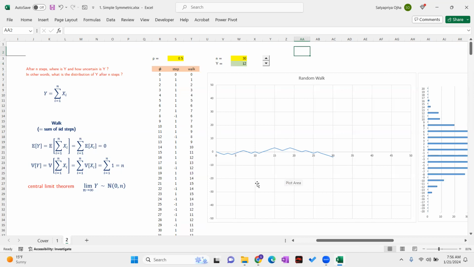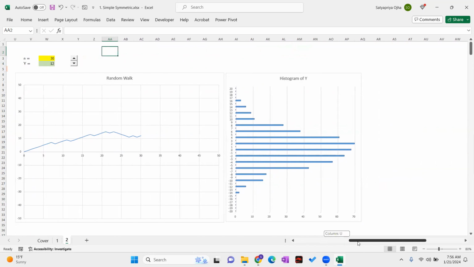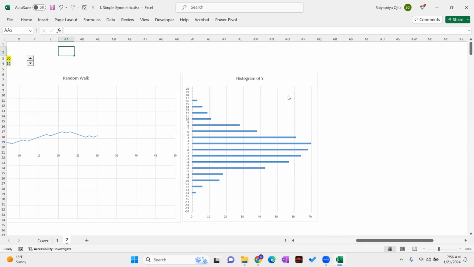Correct. After 30 steps, what are the possible values of Y? Well, there are a lot of possible values, so don't worry about it. But anyways, we have a histogram here. These are all the possible values and the corresponding frequency. All right. Now, what do you see about this particular histogram? How is it looking like?